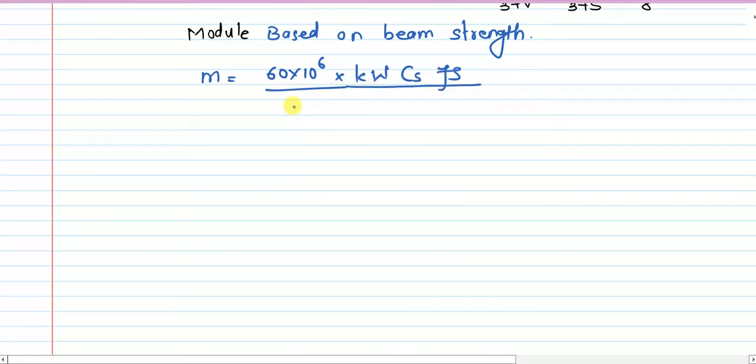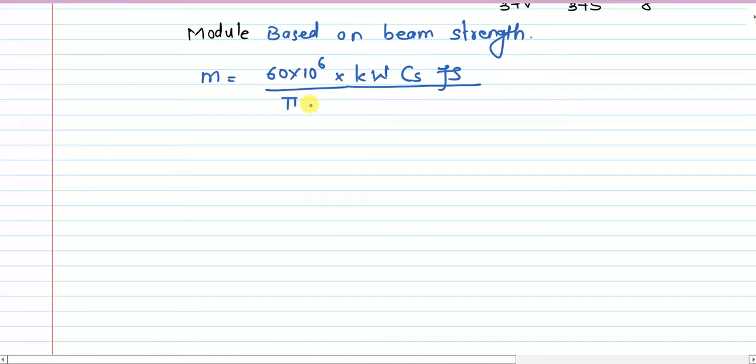Now we have the equation for module, and this module is based on beam strength. So this formula is already available with us. So that is equal to 16 into 10 raised to 6 into KW, CS, FS. The formula is actually quite simple. Only that there are so many terms in it, but chronologically it is very simple to understand.